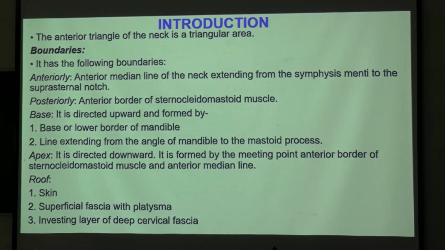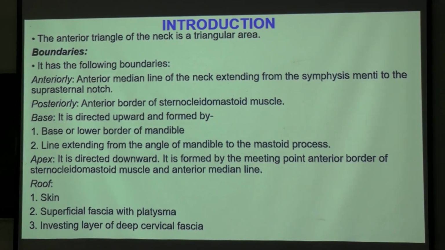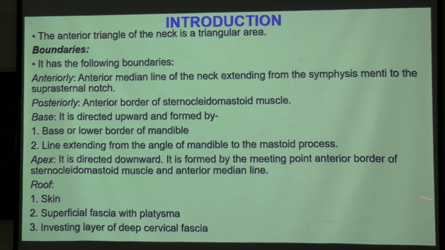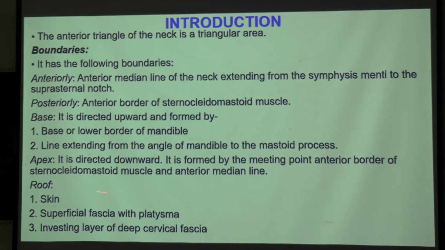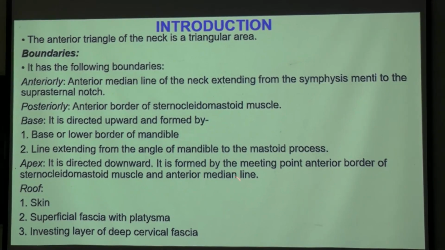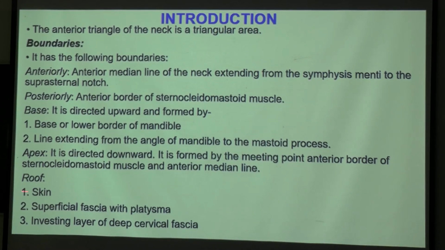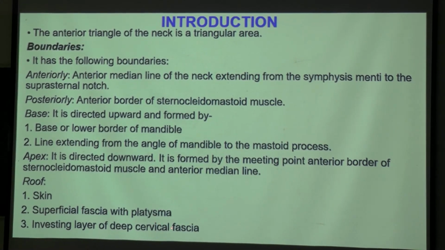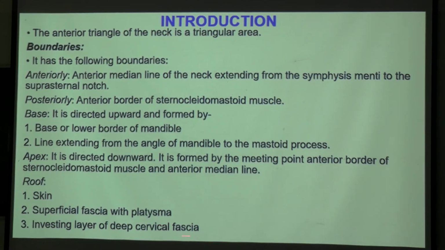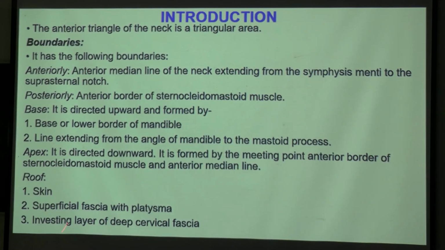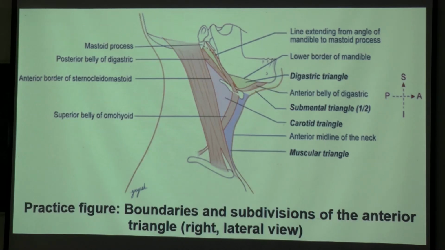So the apex is directed downward, the base is directed above. The apex is directed downward, formed by the meeting point of the anterior border of the sternocleidomastoid muscle and the anterior median line. And the roof is formed by the skin, superficial fascia with platysma, and the investing layer of the deep cervical fascia. So these form the roof.